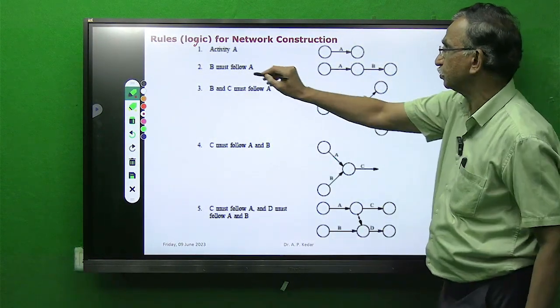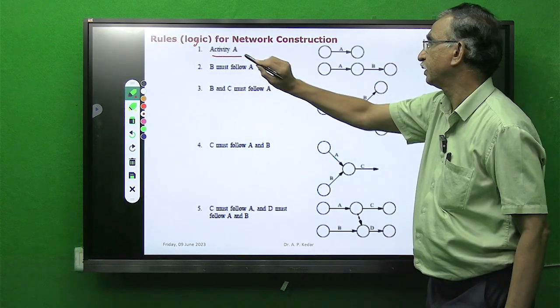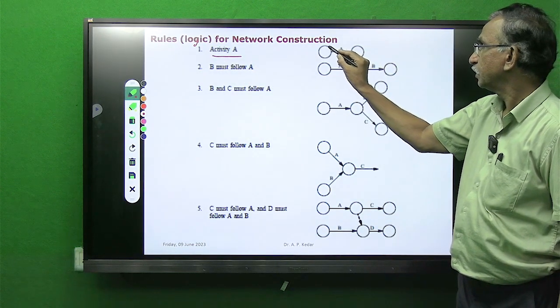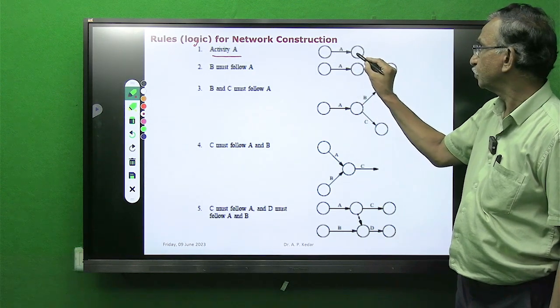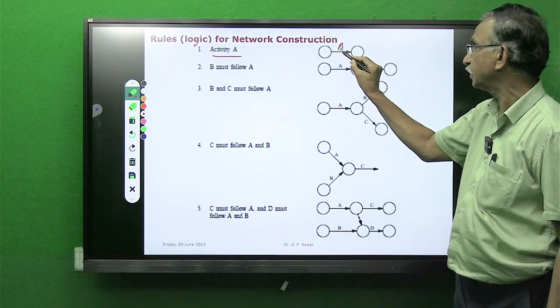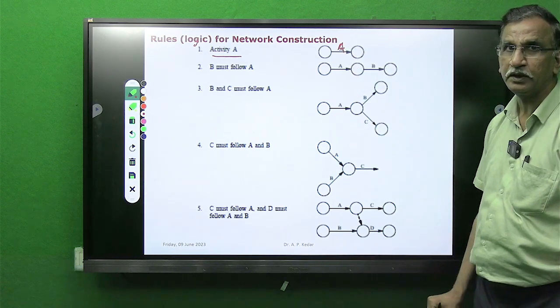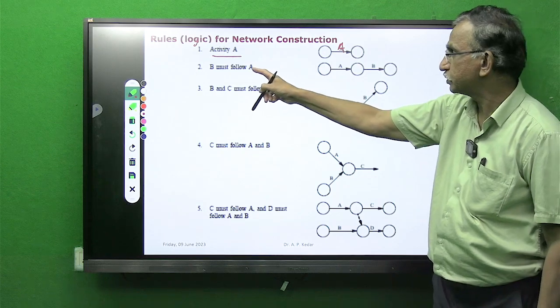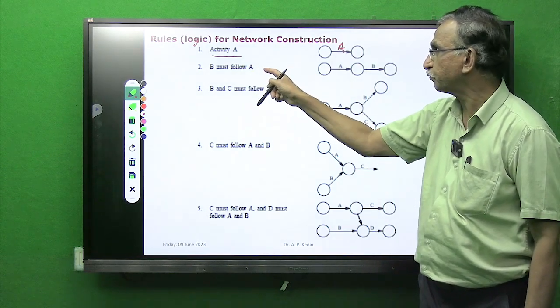I want to show activity A. So activity A is shown like this: two events, an arrow, and above that arrow the name of the activity, that is activity A. Now this is important. B must follow A.